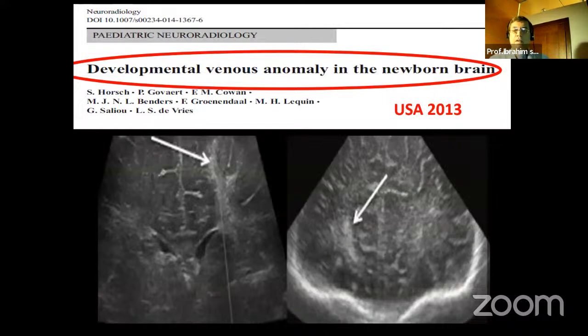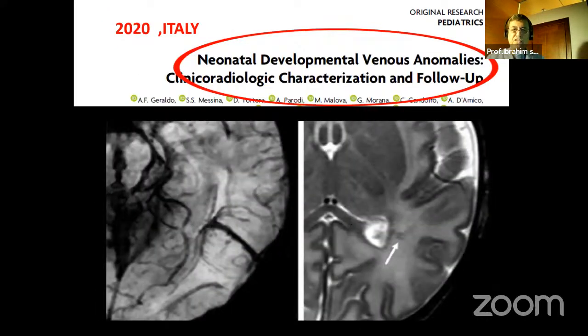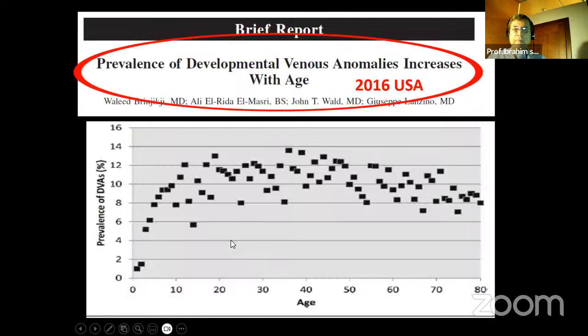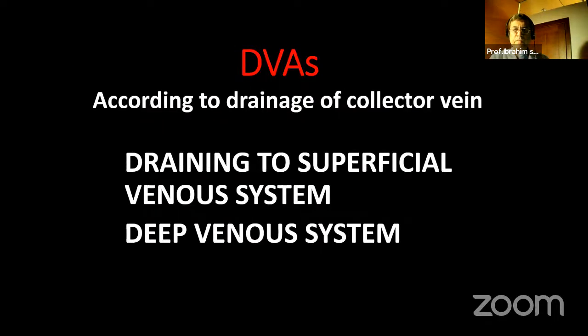If you look at the development of venous anomalies in newborn brains, they can be demonstrated. So this is science, it is not fiction. Again, DVAs in utero and in fetus. And the same in adults, with the prevalence of developmental venous anomalies increasing with age. So you classify them into either superficial DVAs or deep, according to where they are draining their venous blood.